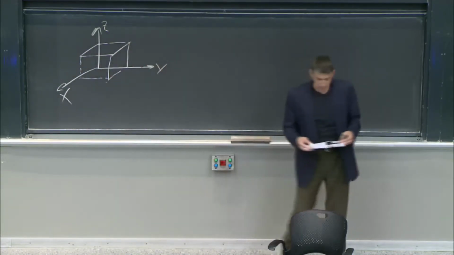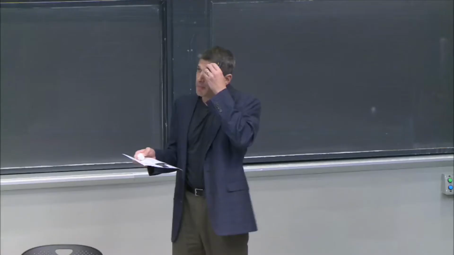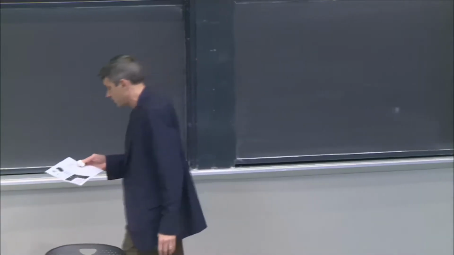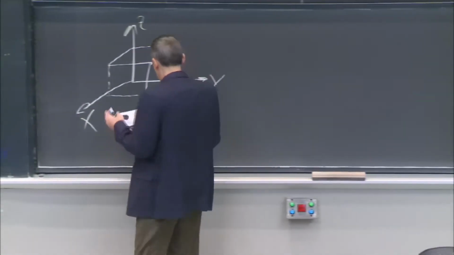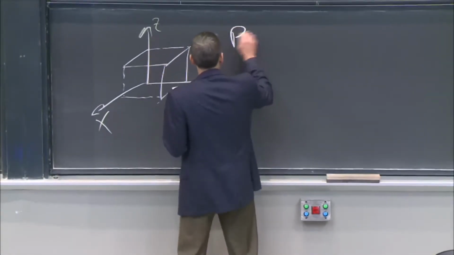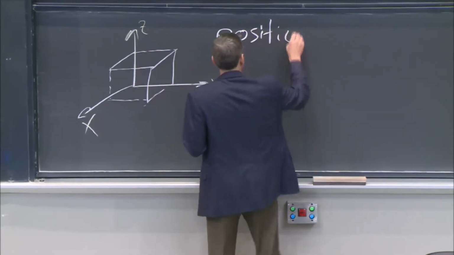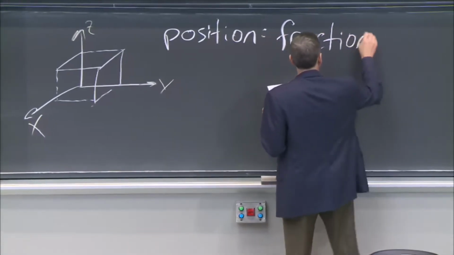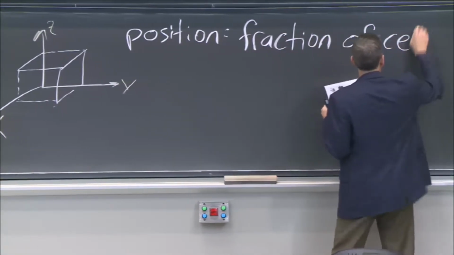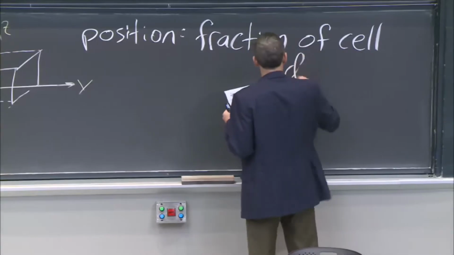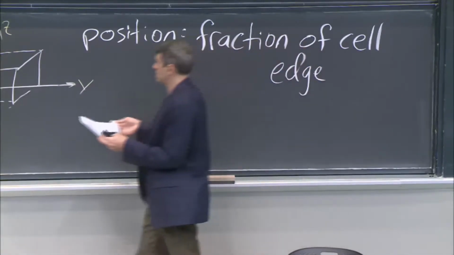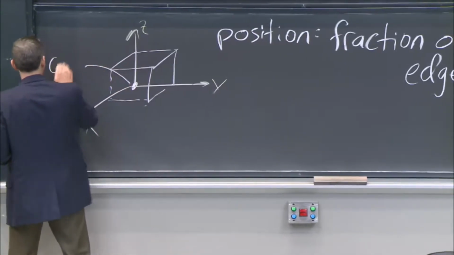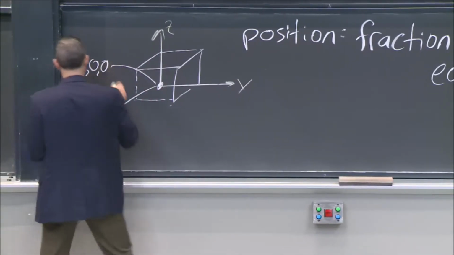And I can just start looking at points. But instead of having all sorts of different numbers, crystallographers like to work with simple numbers. So what we do is we define the position as the fraction of the cell edge. Okay. So first of all, the origin is 0, 0, 0, right? So that's 0, 0, 0.